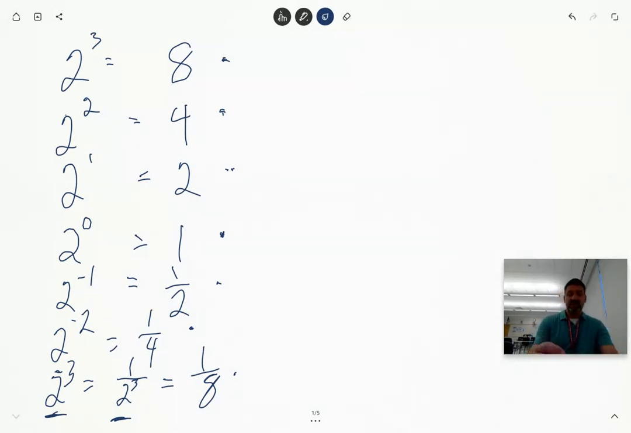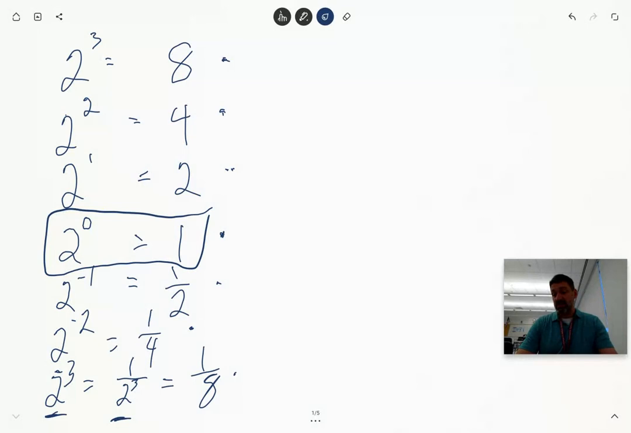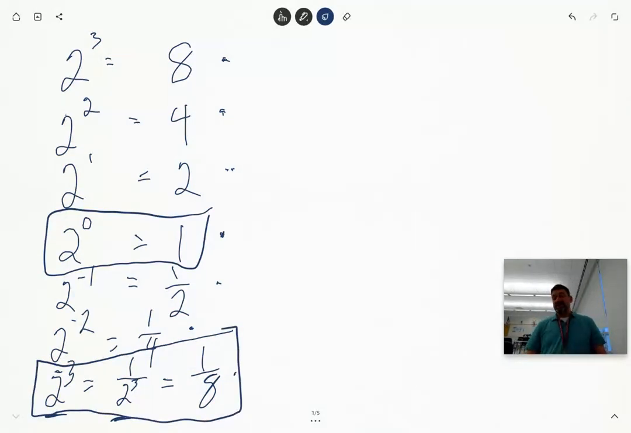Okay, so the most important thing to remember is anything to the 0 power, whether it be 5 to the 0 power or 100 to the 0 power, is always going to equal 1. And a negative exponent is the same as 1 over that number to a positive exponent. So in other words, 2 to the negative 3 is the same as 1 over 2 to the third. Okay, so let's look at a couple of examples here.